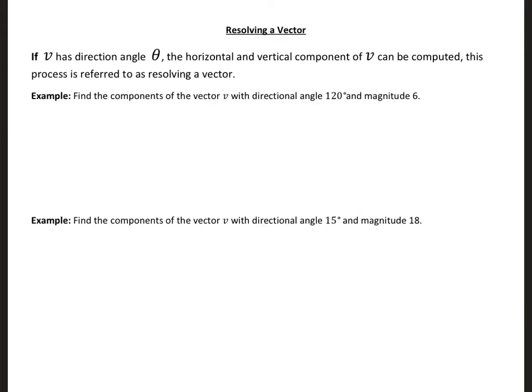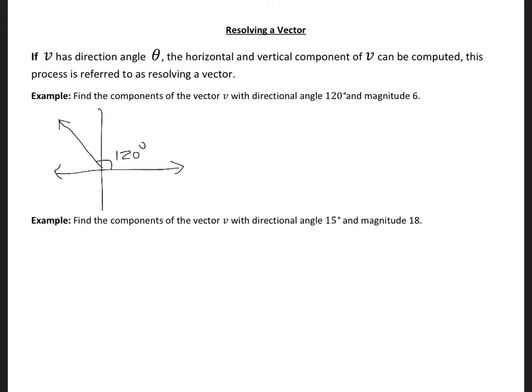Here we are looking at how to resolve a vector, and that means looking for the horizontal and vertical components of a vector given the direction angle and the magnitude. In example 1, we're going to sketch it here. If I have a vector with a direction angle of 120 degrees, this is the vector right there, and I need to find the horizontal and vertical components.